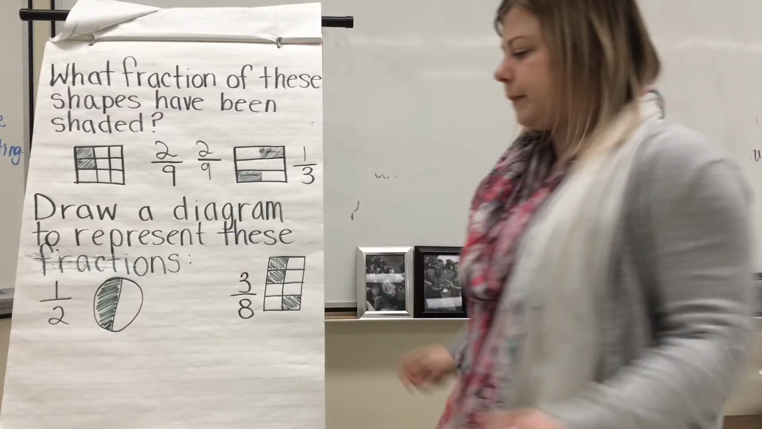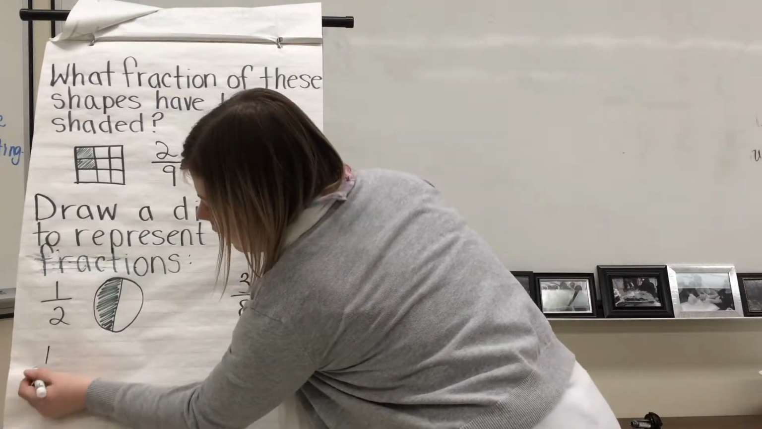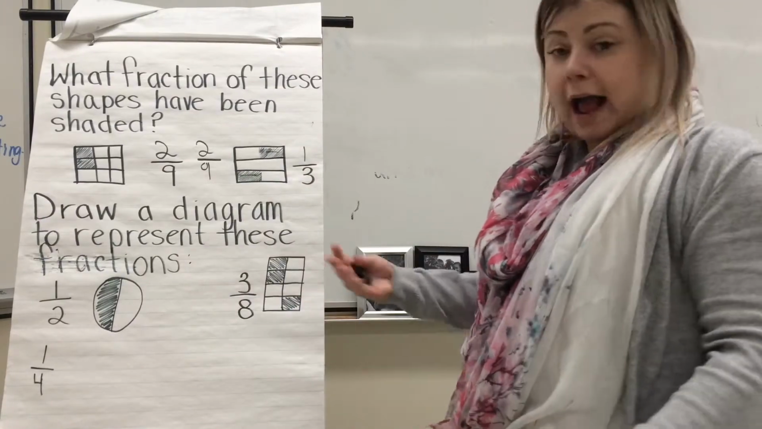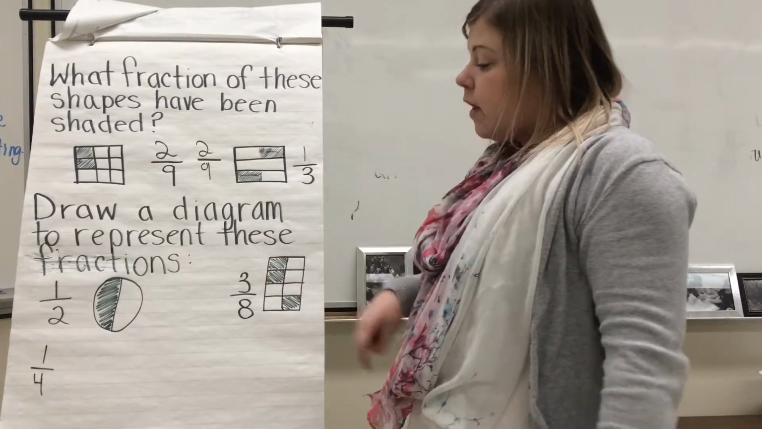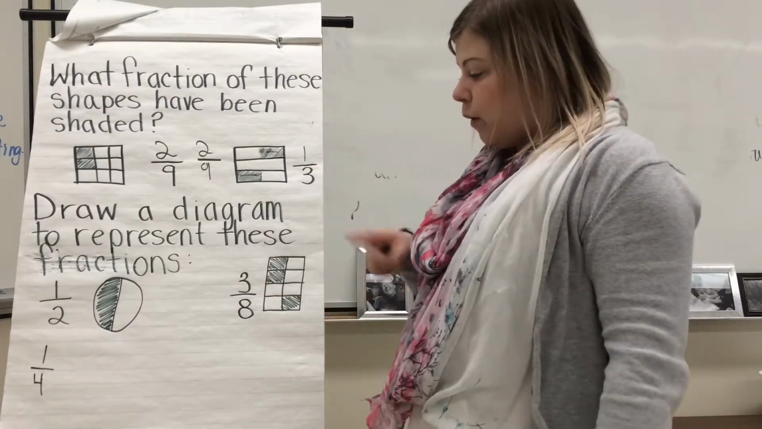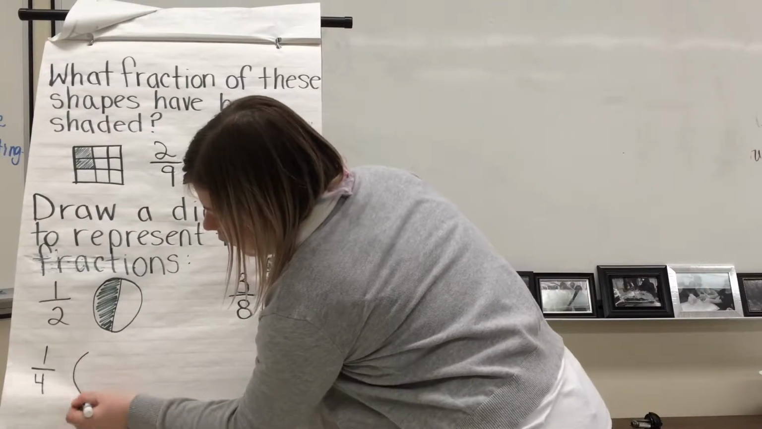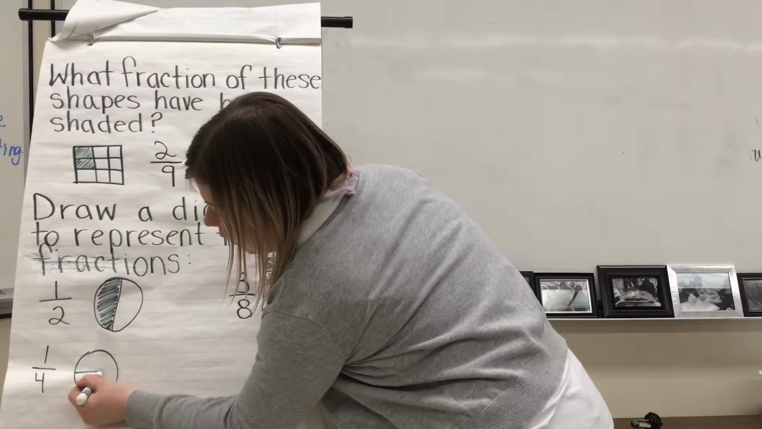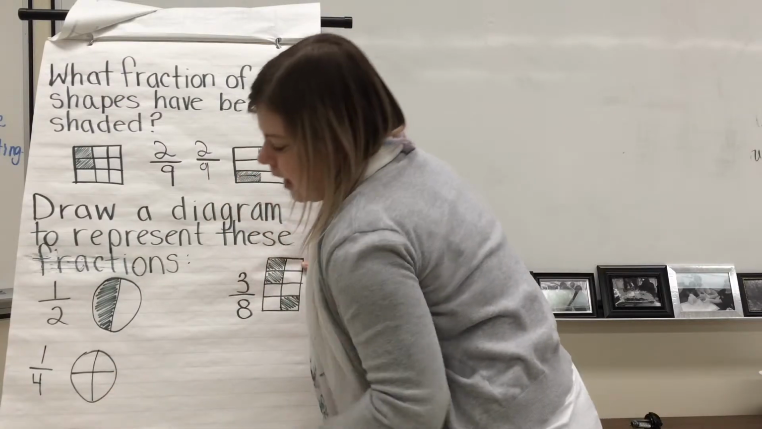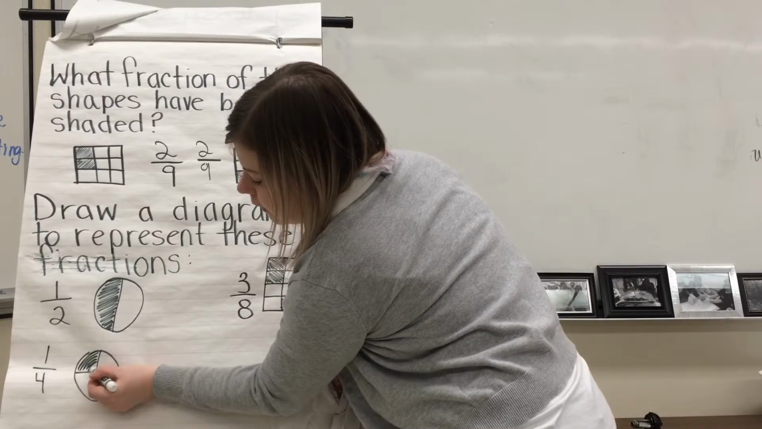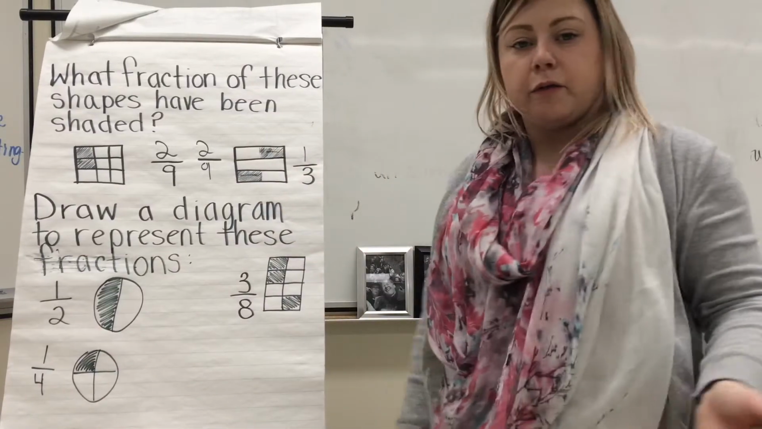Let's do one more. Let's do 1/4. So they want to see how 1/4 would be represented in an image. Well, I know that I can do a circle. I can divide it into 4. And we've decided we're going to shade 1. There we go. 1 out of 4 is shaded.